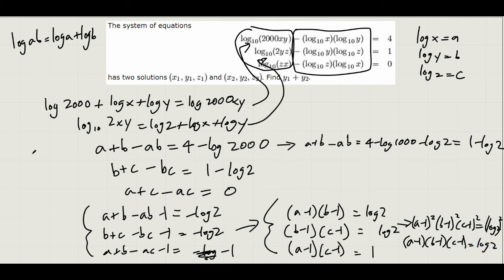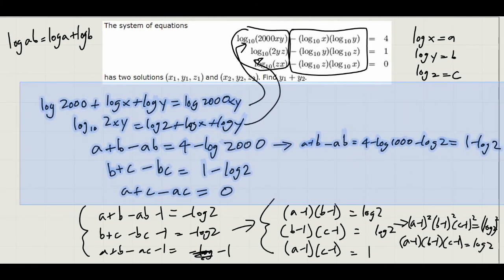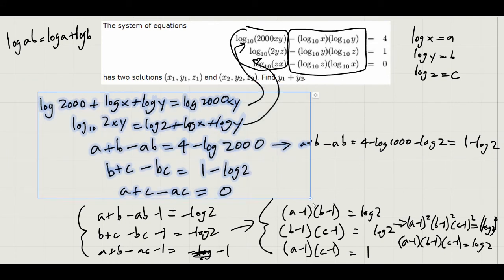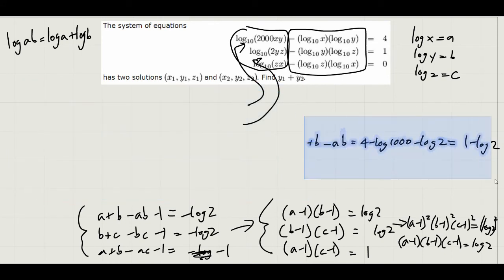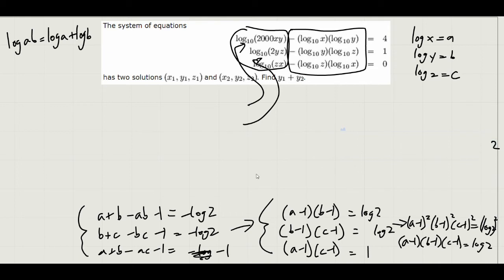Let me clear up some space. One sec. Right. Space has thus been cleared.